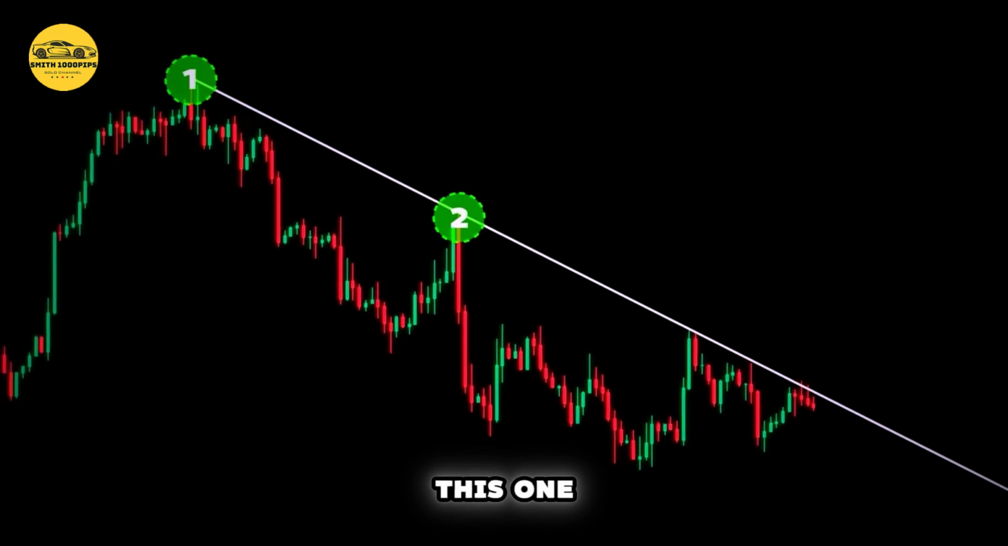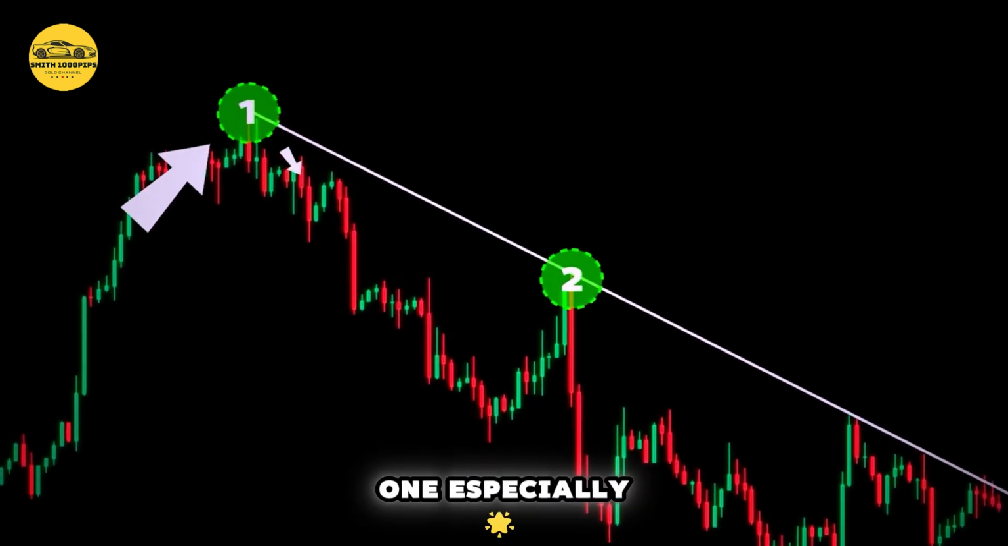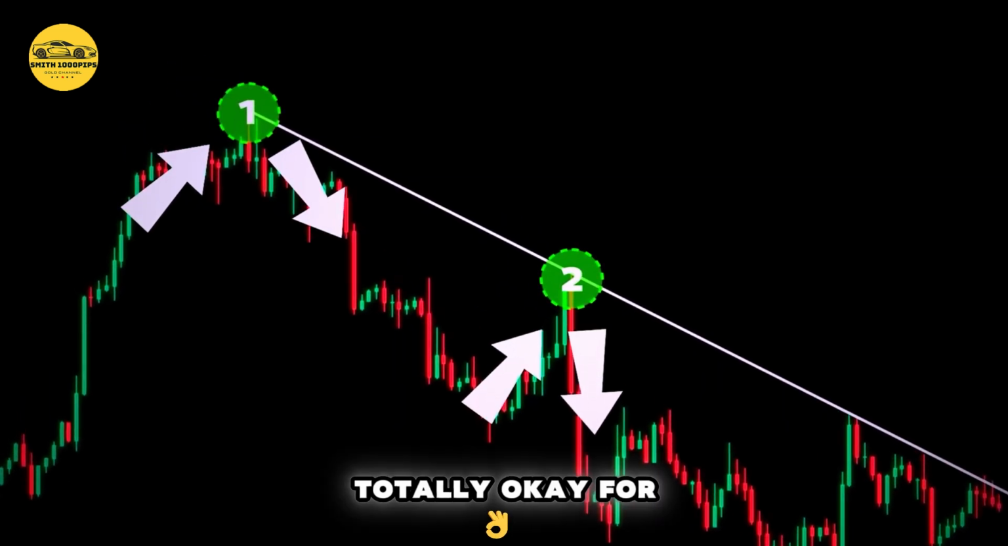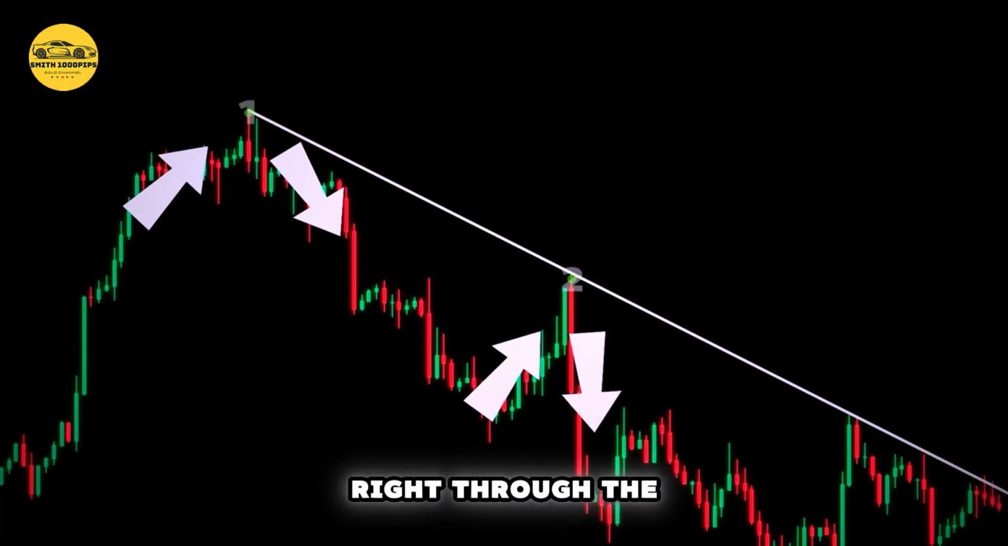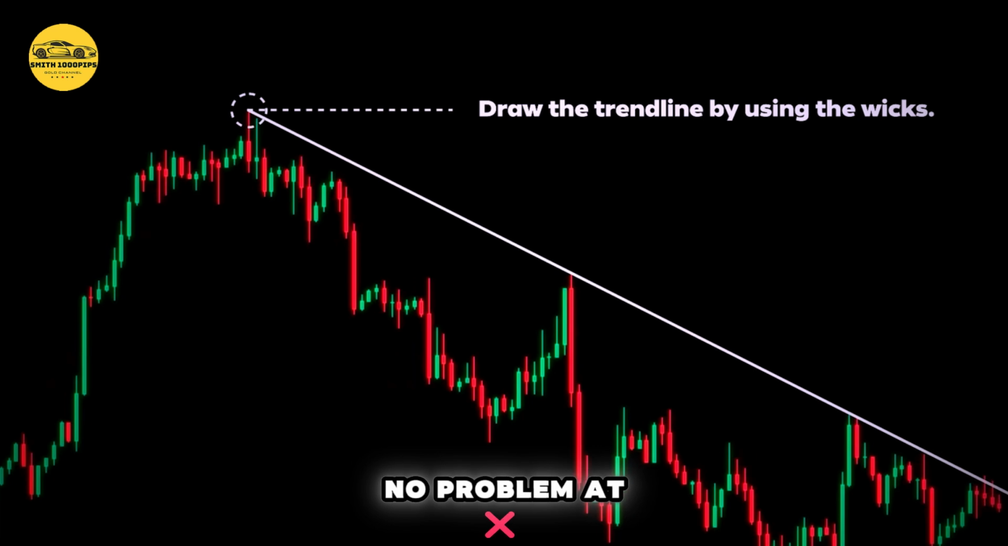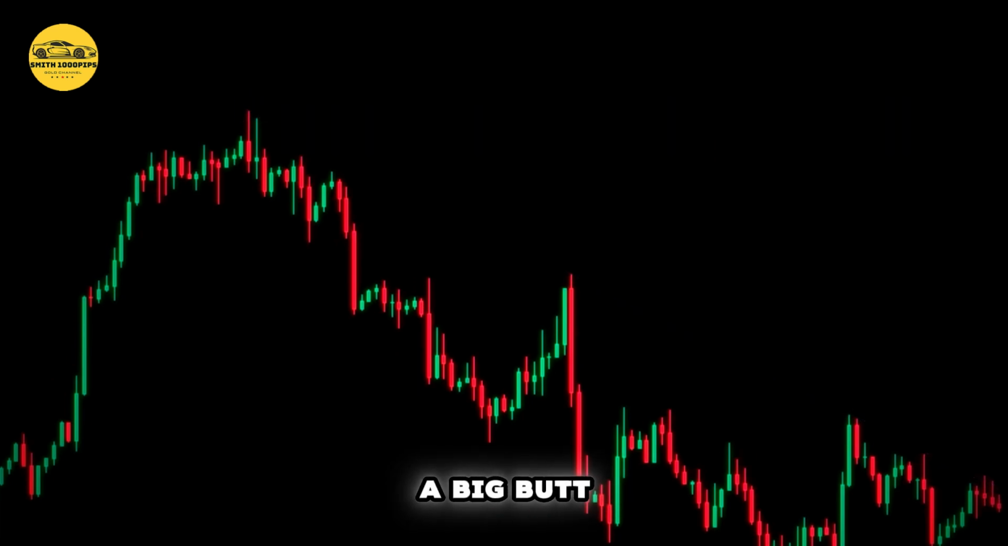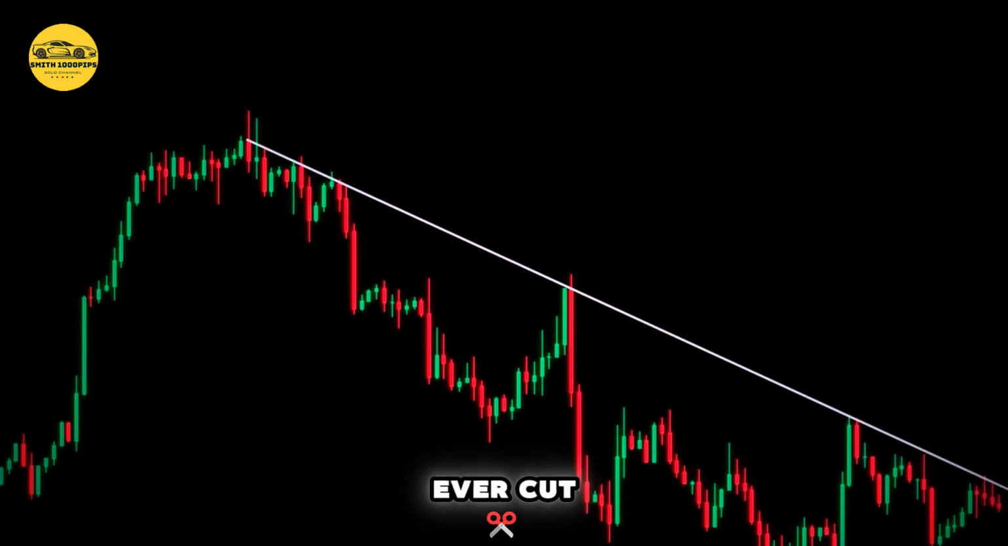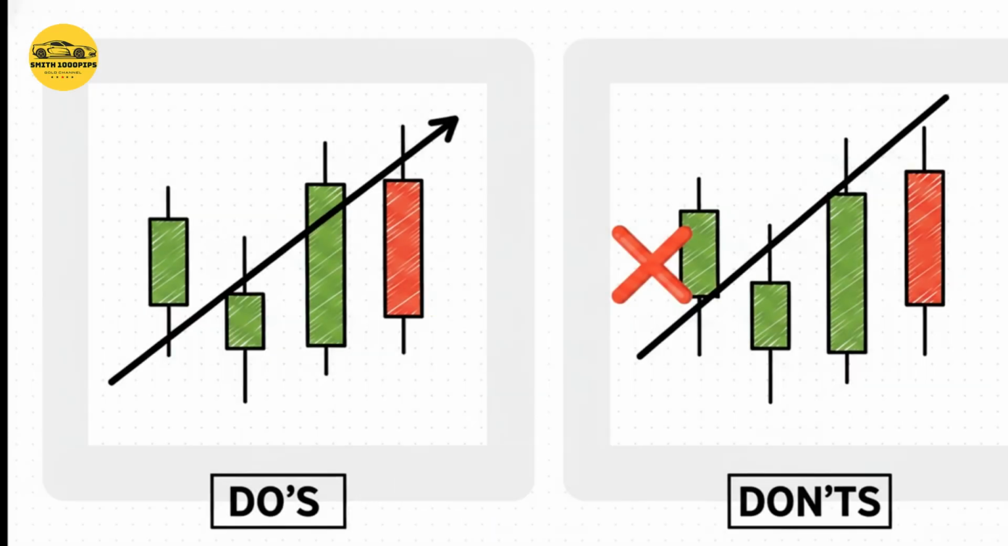Oh, and this one, this is a big one, especially for beginners. It is totally okay for your line to slice right through the candle wicks. You know, those little shadows. No problem at all. But, and this is a big but, it should never, ever cut through the main body of a candle. If it does, the line is just wrong. You have to redraw it.